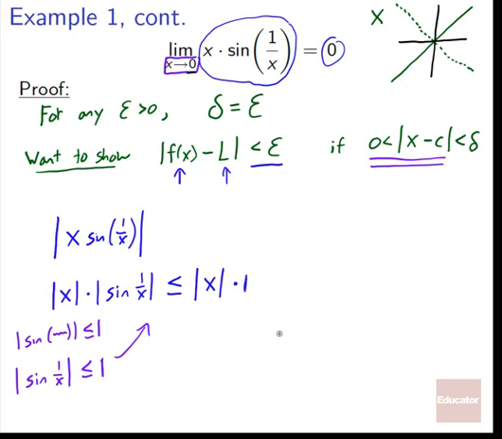So the absolute value of x times the absolute value of sine of 1 over x is less than or equal to the absolute value of x times simply 1. So we have that's just the same thing as saying |x|. Great. Now at this point, we also know that |x − c| is less than delta.